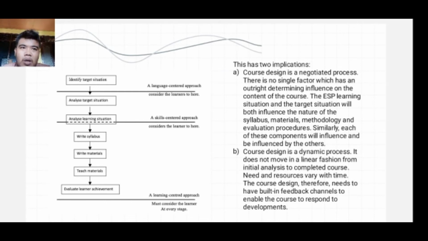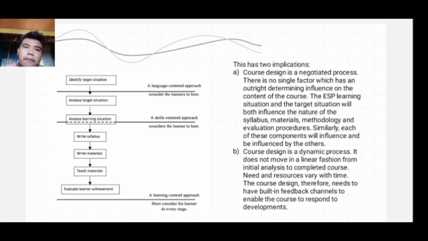A. Course design is a negotiated process. There is no single factor which has an outright determining influence on the contents of the course. The ESP learning situation and the target situation will both influence the nature of the syllabus, materials, methodology, and evaluation procedures. Similarly, each of these components will influence and be influenced by the others.